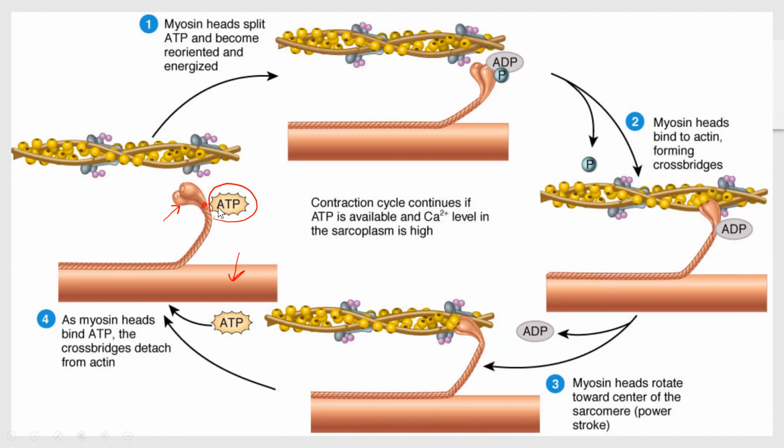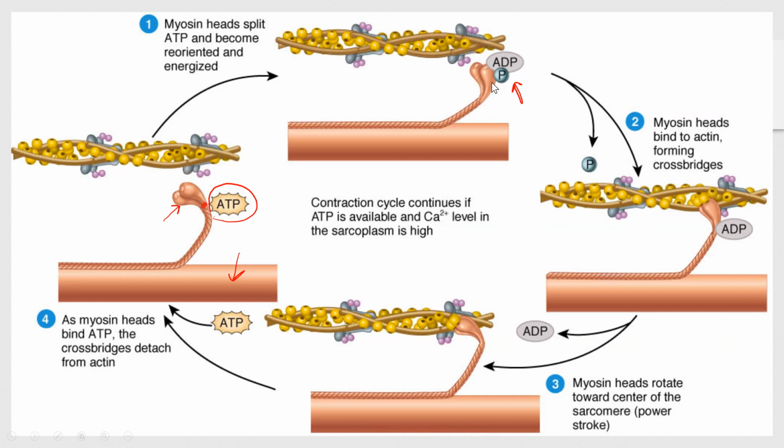And what myosin does, it splits ATP into ADP and phosphate group. So it removes one phosphate group from ATP. And when this happens, the myosin heads split ATP, and they become reoriented and energized. So now those heads are energized. We call it cocking position. So they are now in a state where they have enough energy to grab finally this actin, right?